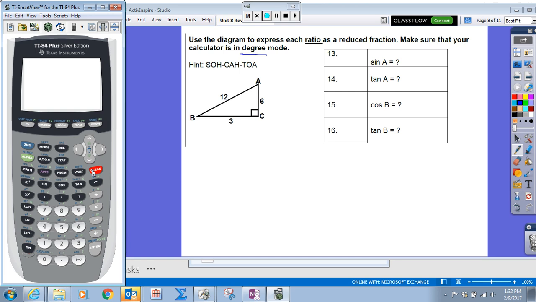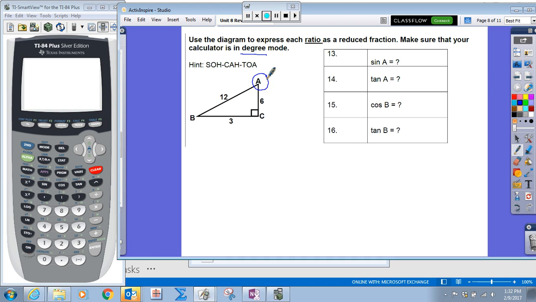Okay, so now they want us to tell them the sine of A. So we want to circle A and say which sides we have. So across from the angle A is our opposite side. The side that's right next to it is our adjacent side. And then of course our hypotenuse is always across from the right angle, so this will be our H.